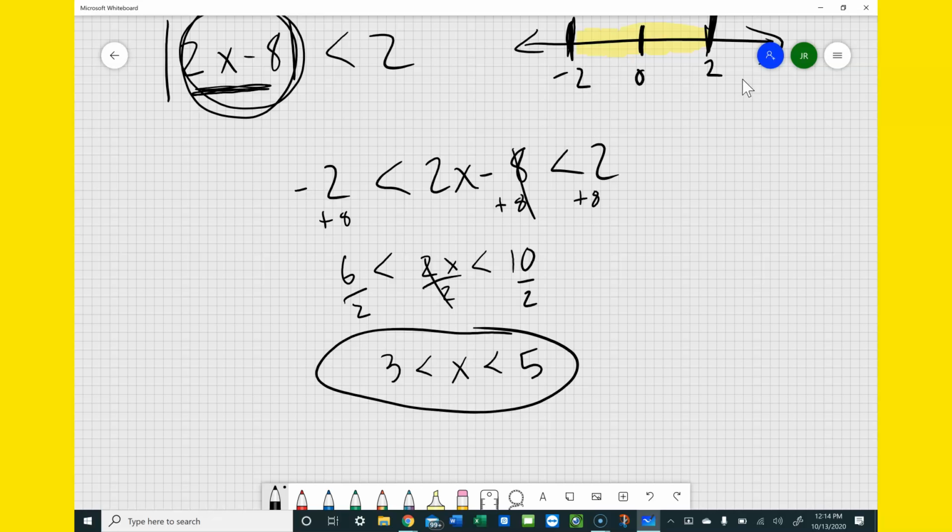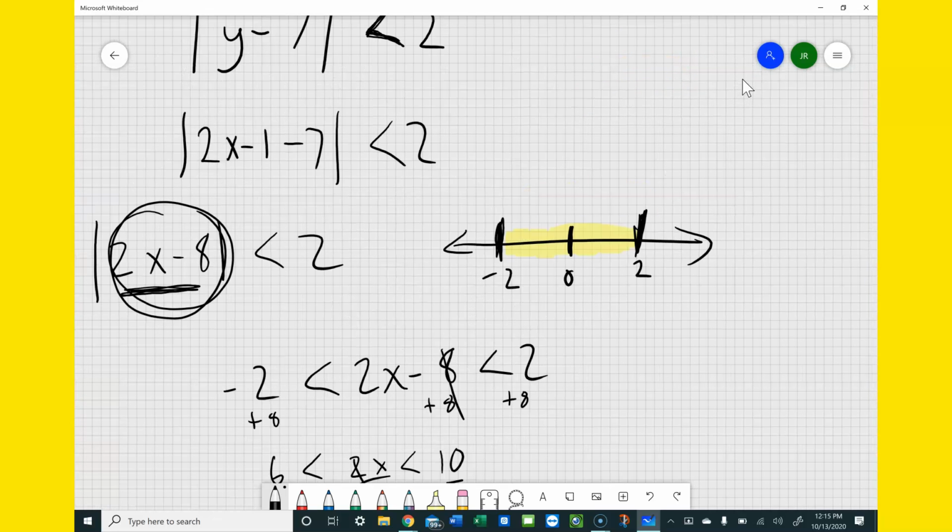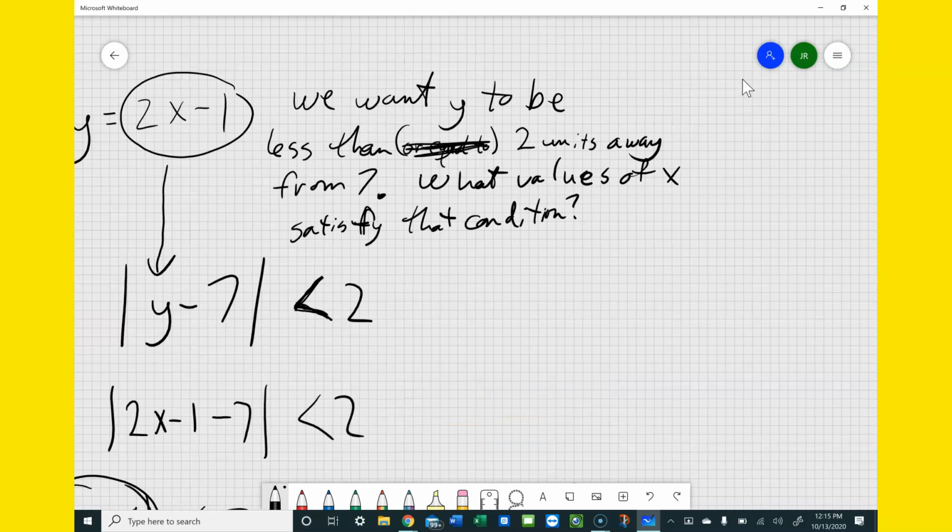What question did we answer? Let's remind ourselves. Let's go up here and put the answer down. X is between 3 and 5. And what did that mean again? We're answering this question: we want y to be less than 2 away from 7. What values of x make that happen? Well, when x is between 3 and 5, y is less than 2 units away from 7. When x is between 3 and 5, y is between 5 and 9.